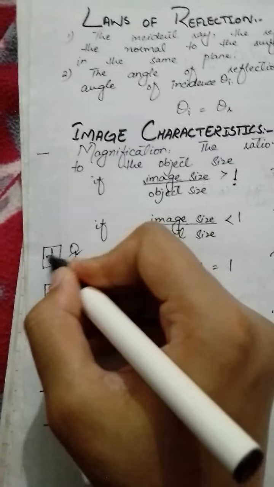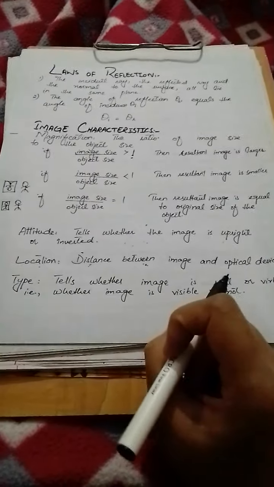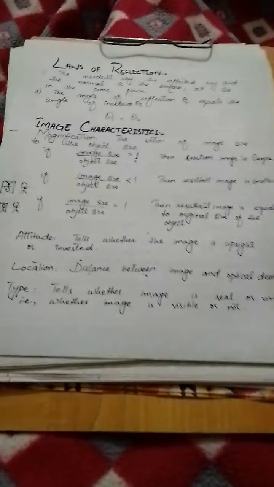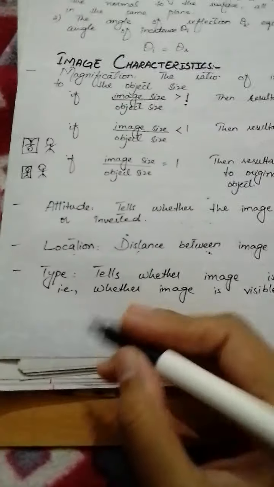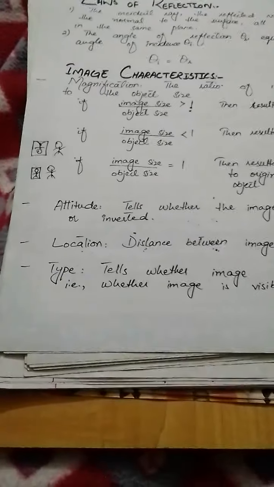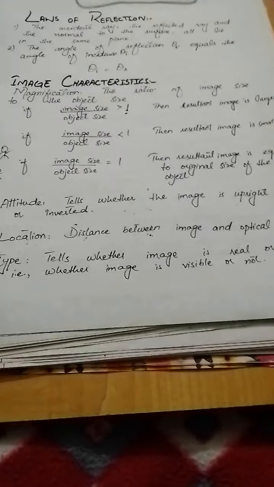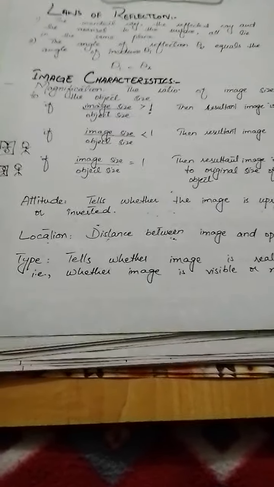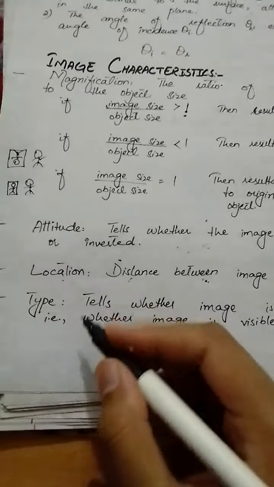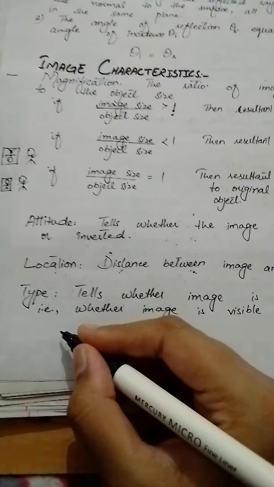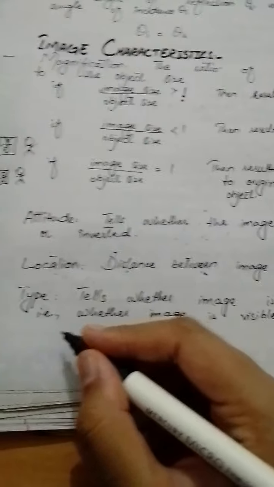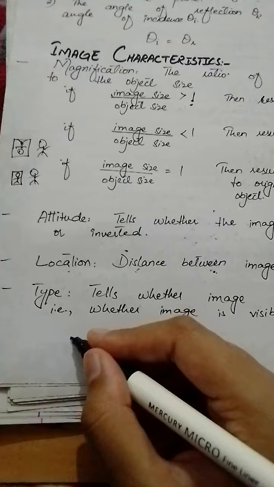Third one is location. Location is the distance between the image and the optical device. This is a technical term. So how would we determine that? How would we come to know that the image is formed somewhere and the optical device is somewhere else? An optical device could be a lens or a mirror, etc. Let's take an example of a mirror.